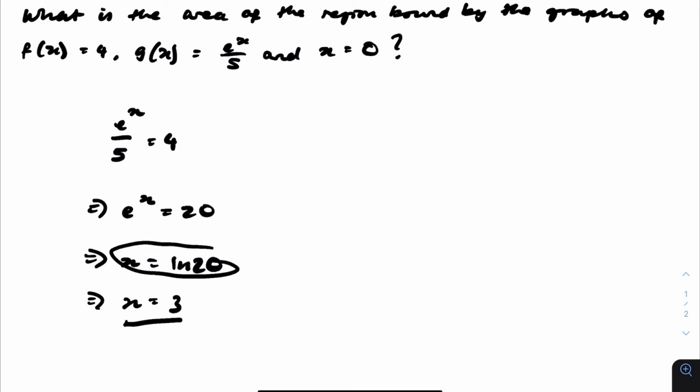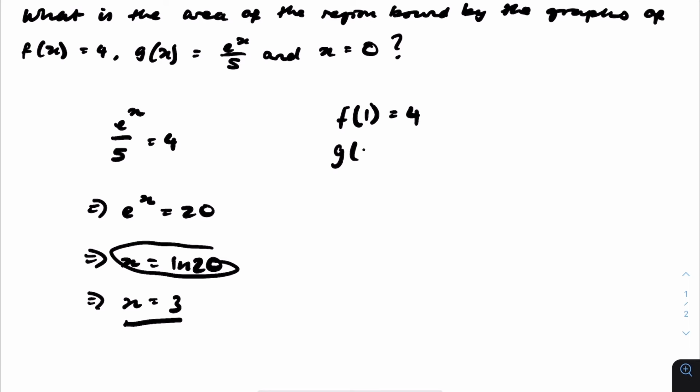Now, the important thing we need to do is be able to recognize which function is above the other in between this range. So in between 0 and ln 20, which function has a greater value, essentially? And the way we can find that out is substituting any value in between 0 and 3, since those are the only two points where the graphs cross over. We can use, for example, 1. So if we substitute f(1), that just gives us 4, since 4 doesn't have any x component in it to change the value of it.